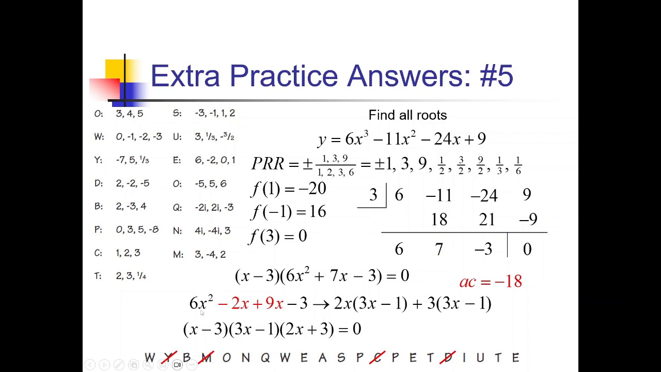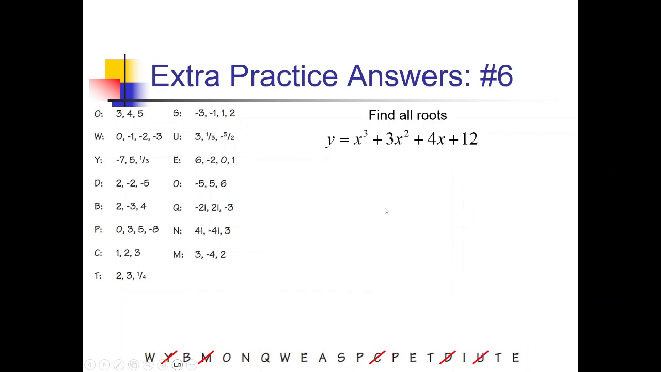Zeroing each of these out, we've got 3. This next one is going to be a positive 1 divided by 3. And lastly, we have a minus 3 over 2. So 3, 1/3, -3/2. I think that's right here. 3, 1/3, -3/2. Yep, it's u. It had to be u. So we'll cross that one off.